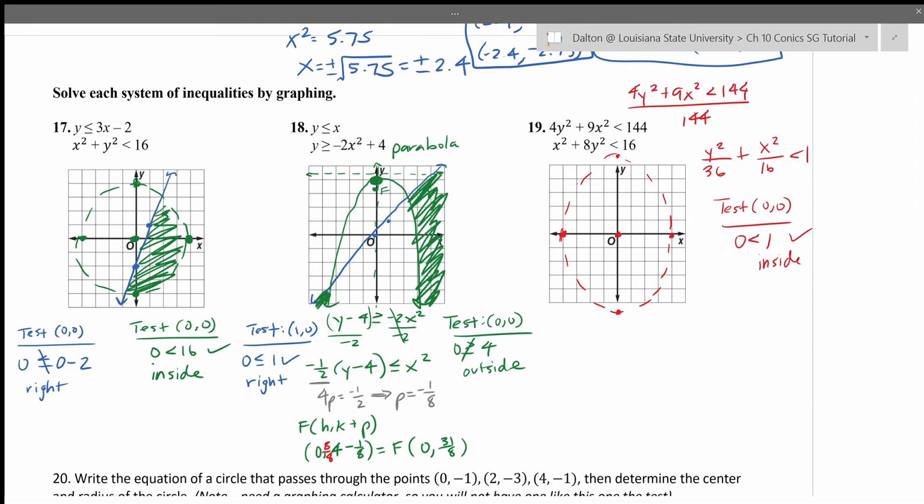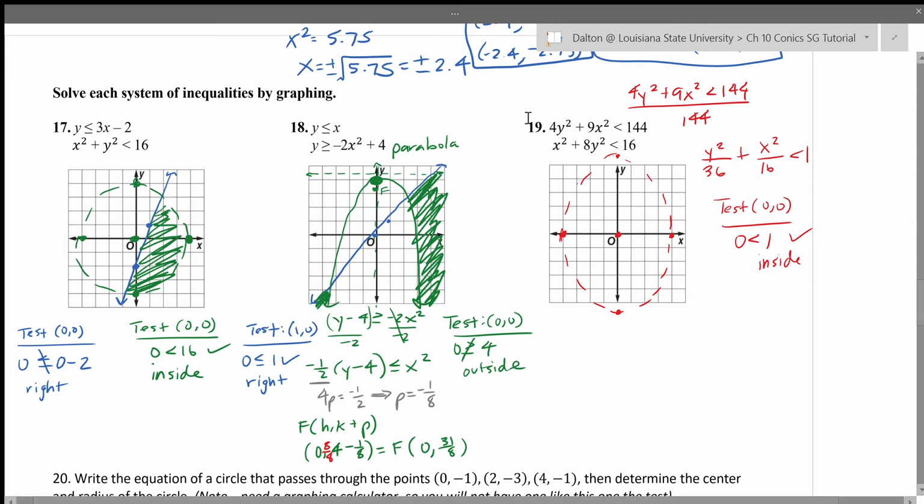Okay, next one is x squared plus 8y squared is less than 16. Well, again, if I look at A and C, A is 1 and C is 8, which means they're not equal, but they're both positive, so this is going to be an ellipse as well. If I want this to be an ellipse, it also must equal 1. So I'm going to divide everything by 16. If I do so, then I have x squared over 16 plus y squared over 2, because 8 over 16 is 2, is less than 16 over 16 is 1.